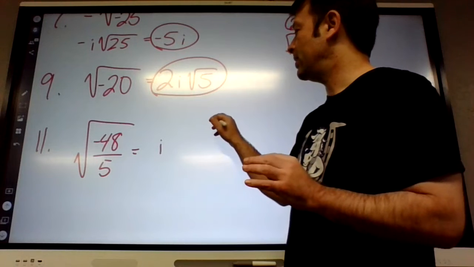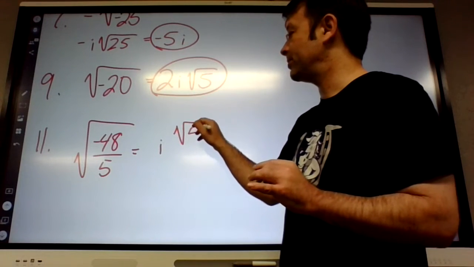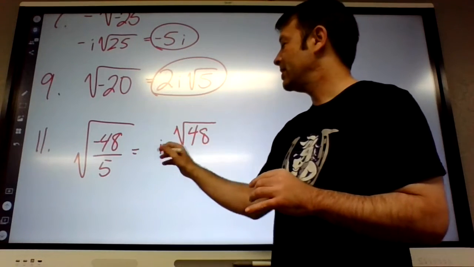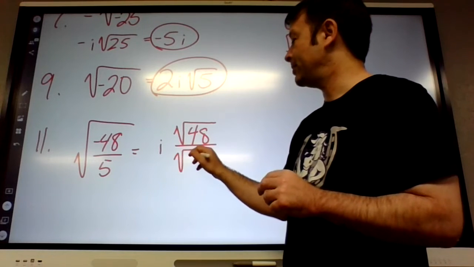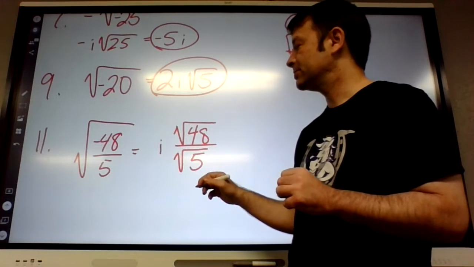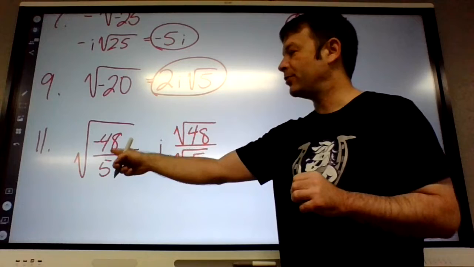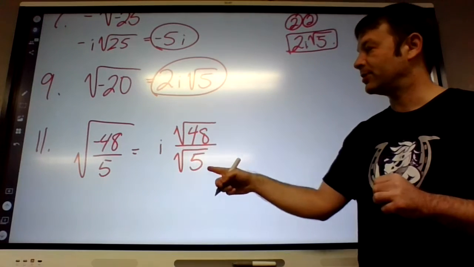Okay, Archer asked me earlier, what do you do in the whole fraction? Basically, it means the top and the bottom are in the square root. Okay, these are the same. Square root of 48 fifths, same thing as square root of 48 over square root of 5.